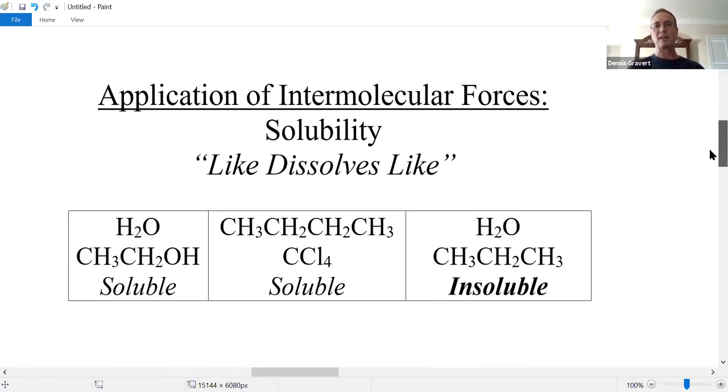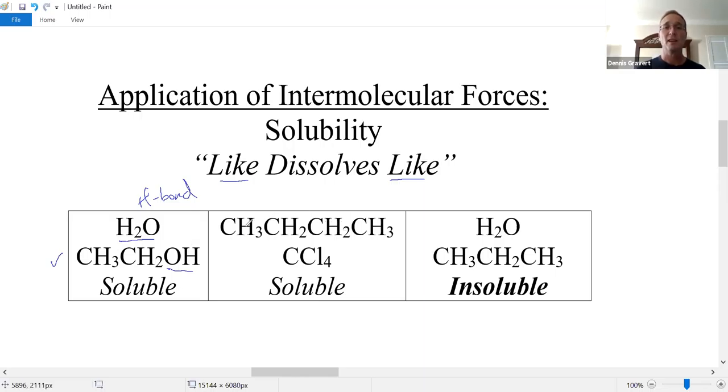Oh, one more application and then we'll end the video. Intermolecular forces help us understand why some things dissolve and others don't. So like dissolves like is a nice guideline. So we got water here, and we have another molecule that also has an OH bond. Water has OH bonds. They both can hydrogen bond, or H bond, to each other. So if they have like intermolecular forces, they should dissolve in one another. This specific molecule is alcohol found in beer and wine. And so beer and wine is one solution. Water's dissolved with ethanol, ethyl alcohol, because they both can hydrogen bond and stick to each other.